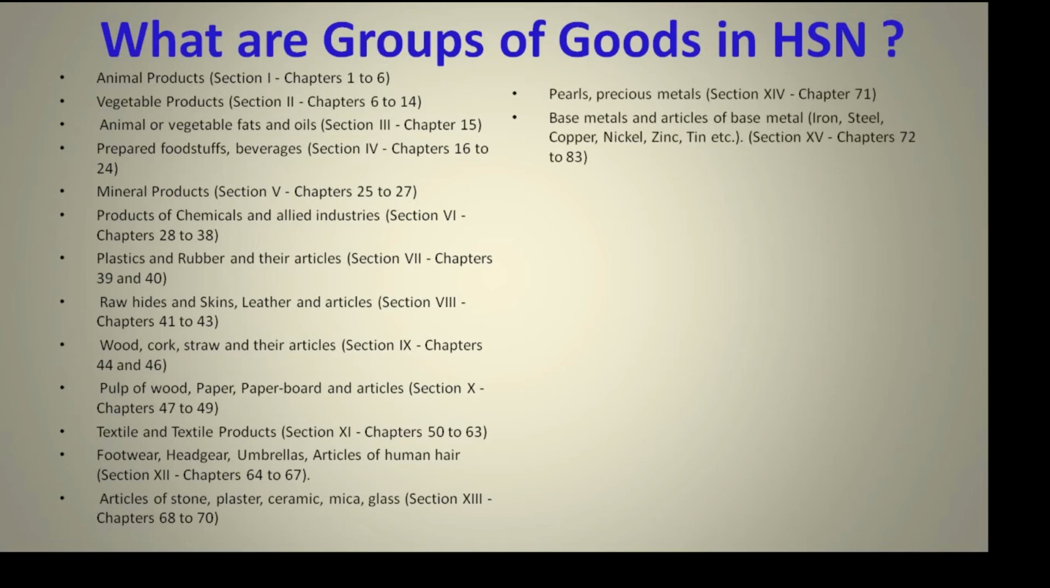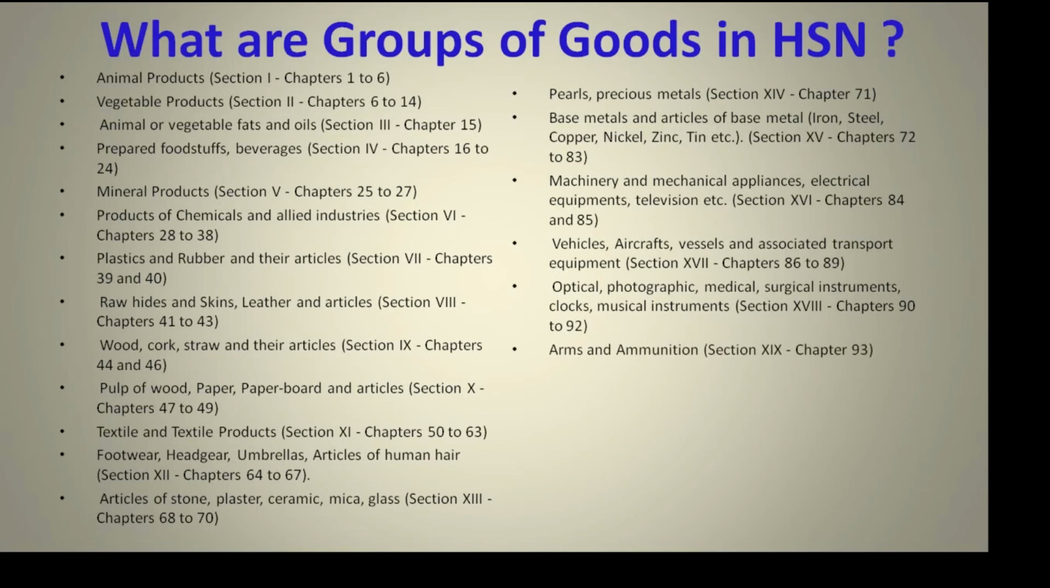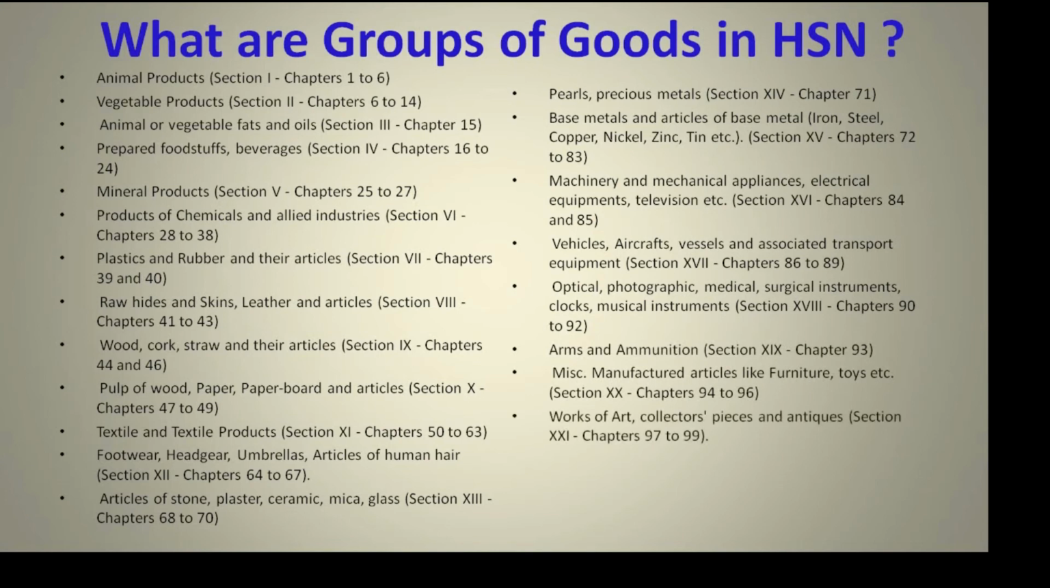base metals and articles of base metals, iron, steel, copper, nickel, zinc, tin, etc., section 15, chapter 72 to 83; machinery and mechanical appliances, electrical equipment and television, section 16, chapter 84 to 85; vehicles, aircraft, vessels, associated transport equipment, section 17, chapter 86 to 89; optical, photographic, medical, surgical instruments, clocks, musical instruments, section 18, chapter 90 to 92; arms and ammunition, section 19, chapter 93; miscellaneous manufactured articles like furniture, toys, textile, section 20, chapter 94 to 96; works of art, collectors' pieces, antiques, section 21, chapter 97 to 99.